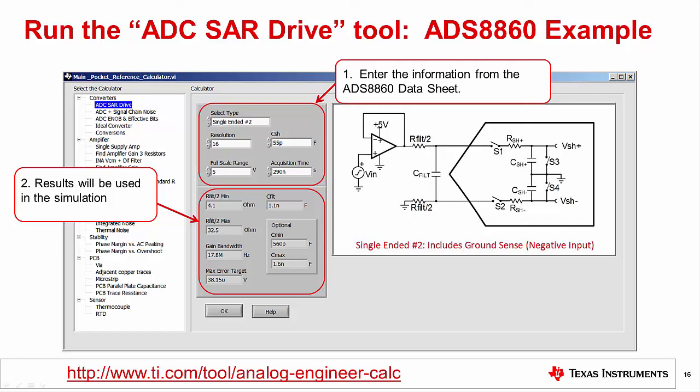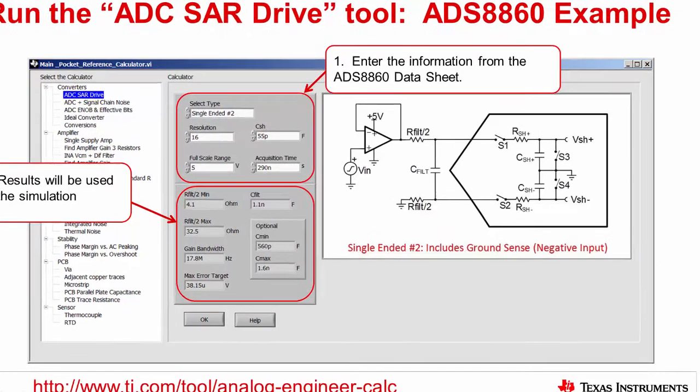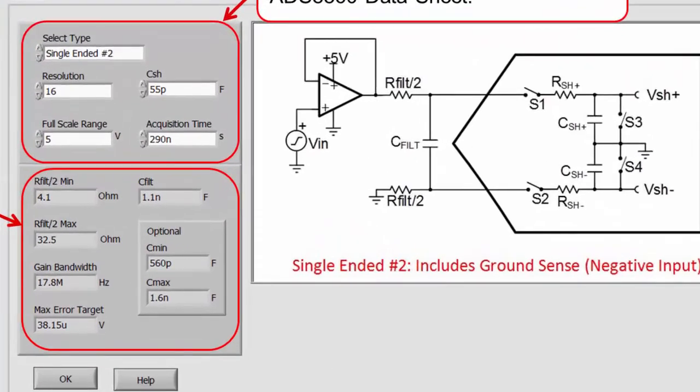Now that we have collected all the required information, let's use the calculator. The URL for this tool is located at the bottom of the slide. At the top of the calculator, first select the ADC input type. For this case, we are using a single-ended configuration with ground sense. Notice the schematic circuit at the right shows the selected configuration.